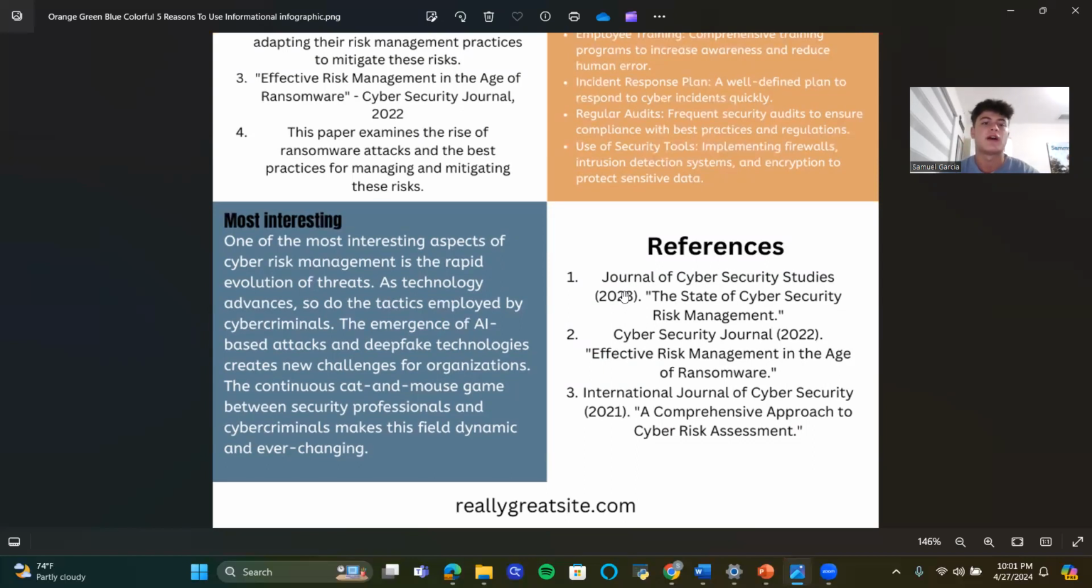As technology advances, so do the tactics employed by the cyber criminals. So they're kind of moving along with us, the good guys. The emergence of AI-based attacks and deepfake technologies creates new challenges for organizations. The continuous cat and mouse game between security professionals and cyber criminals makes this field dynamic and ever changing. So it's never that we're gonna figure out the problem and be like, okay, we figured how to stop this, now it's over. No, because they're always gonna adapt and they're gonna constantly be finding new ways, and we're gonna have to constantly find new ways to avoid that.